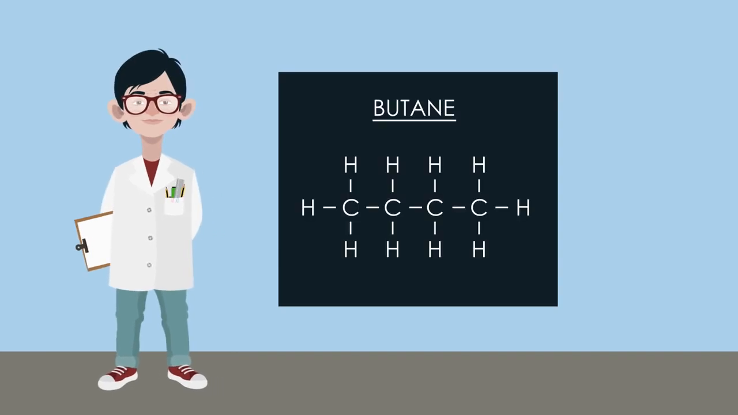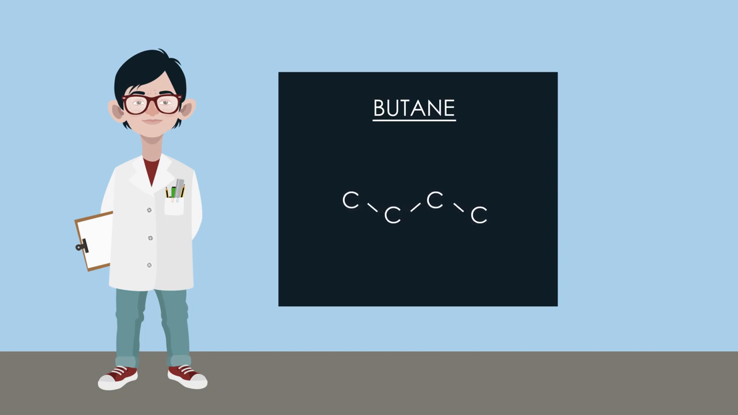To make it easier to draw these structural formulae, we often omit the hydrogen atoms and just show the bonds connecting the carbon atoms, bending the chain so you can see where the carbon atoms are.